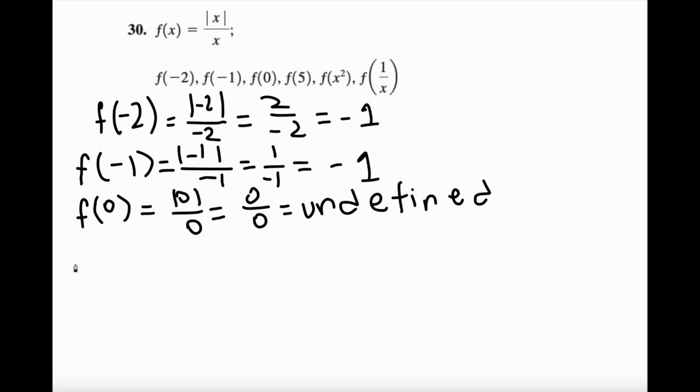Let's move on to f of 5. 5 would go in the absolute value and 5 would go down below. Since 5 is positive anyways, it would become 5 over 5, which would equal 1.